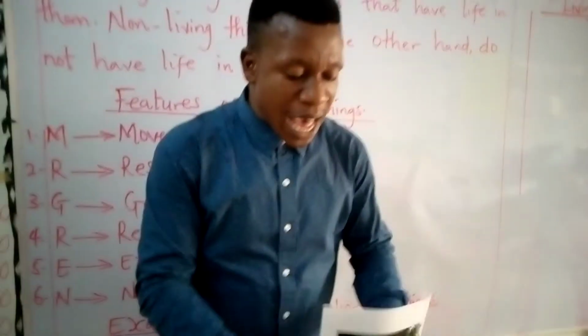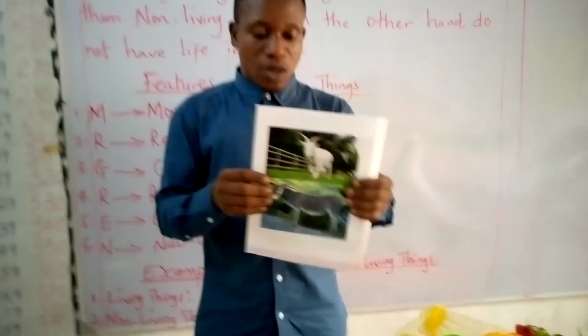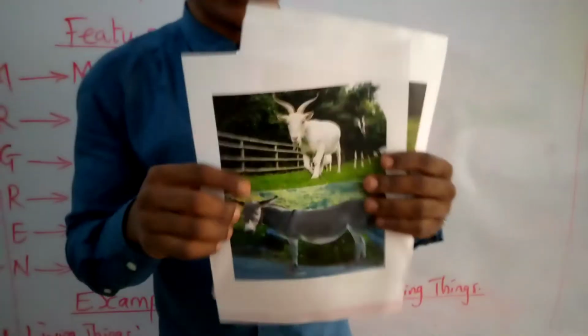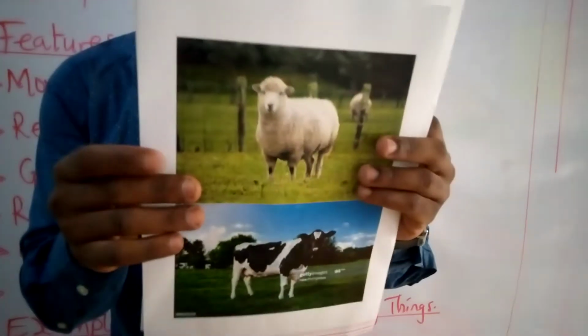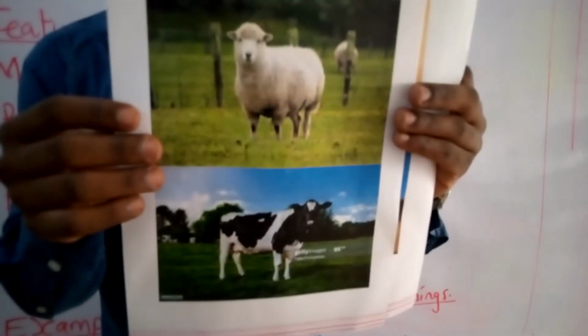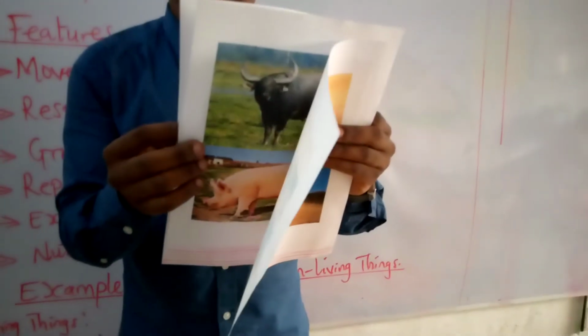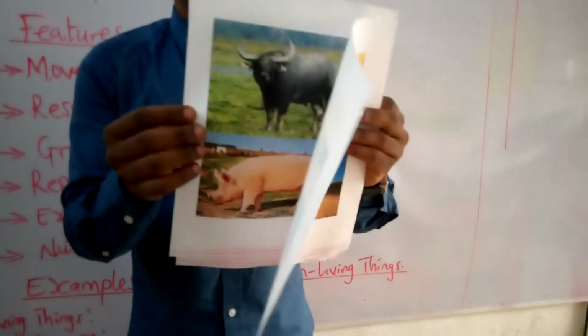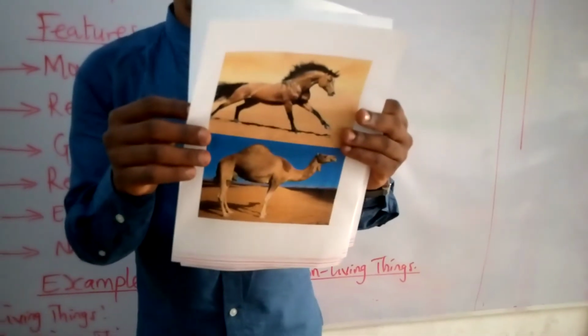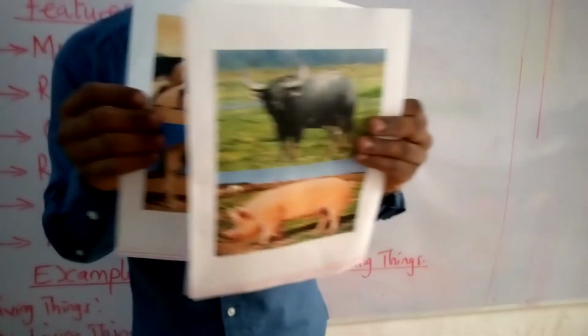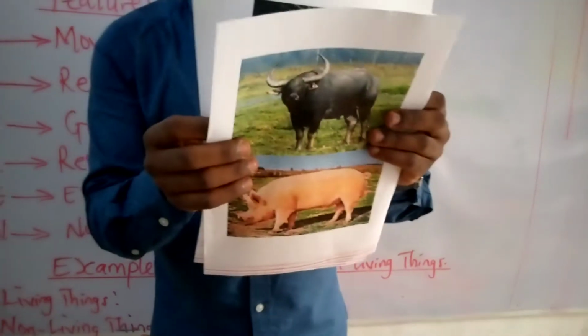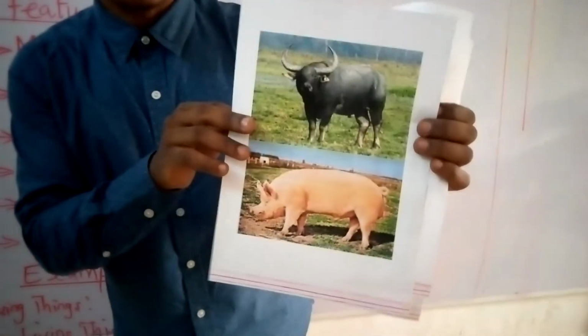Now, with me here, I have some pictures of living things. These are animals. Animals are living things. All these animals are living things. Why are they living things? Because they can move from one place to another. Animals can feed.